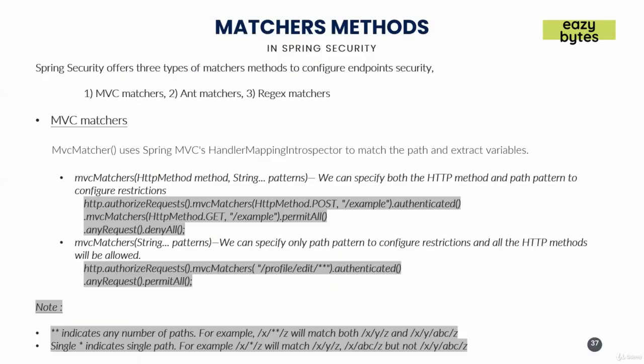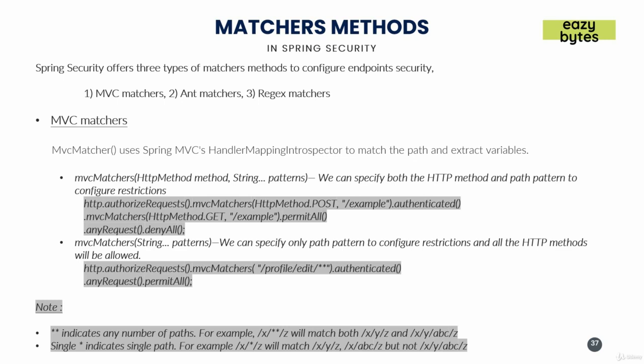Basically, Spring Security offers three important types of matchers. One is MVC matchers, the second one is Ant matchers, and the last one is regex matchers. Ant matchers and MVC matchers are very similar, with a very important difference that we can discuss in a few minutes. MVC matcher uses Spring MVC's HandlerMappingIntrospector to match the path and extract variables.